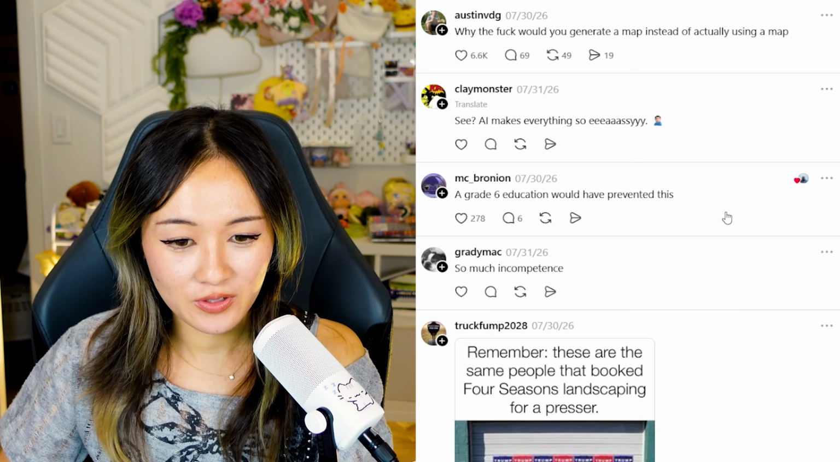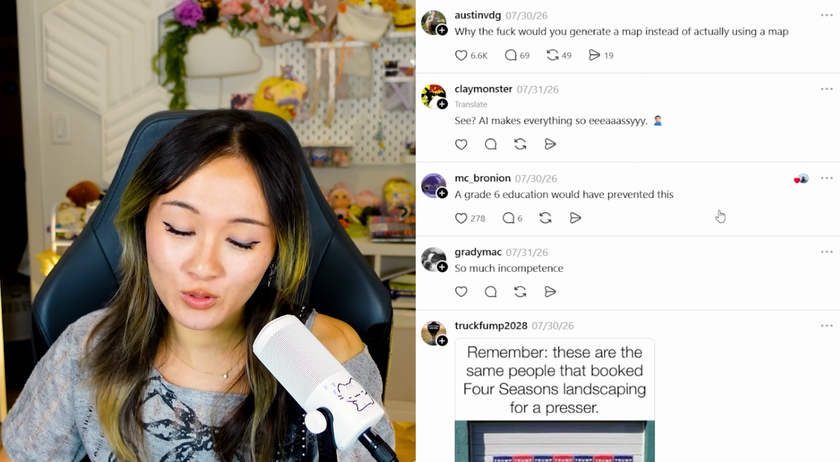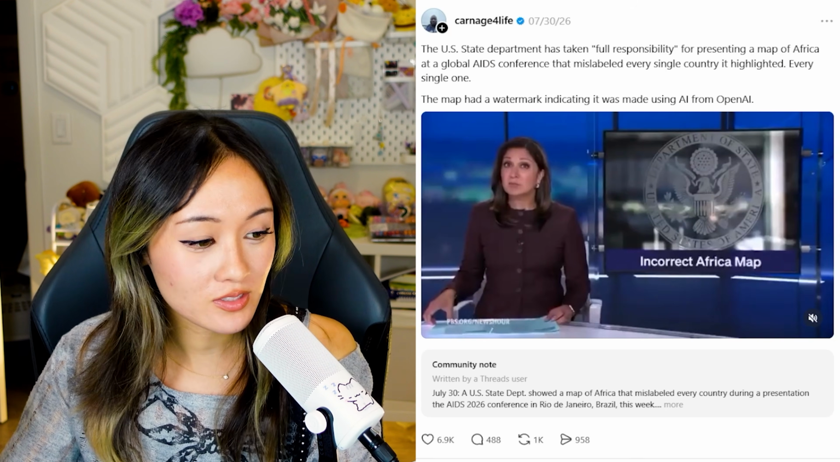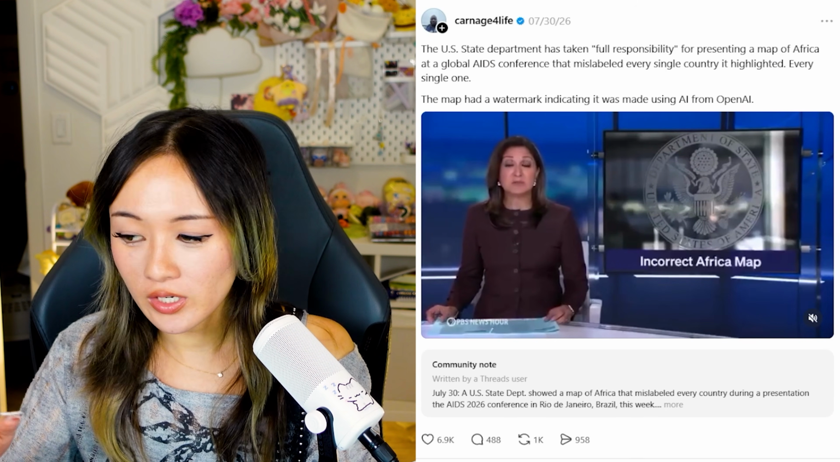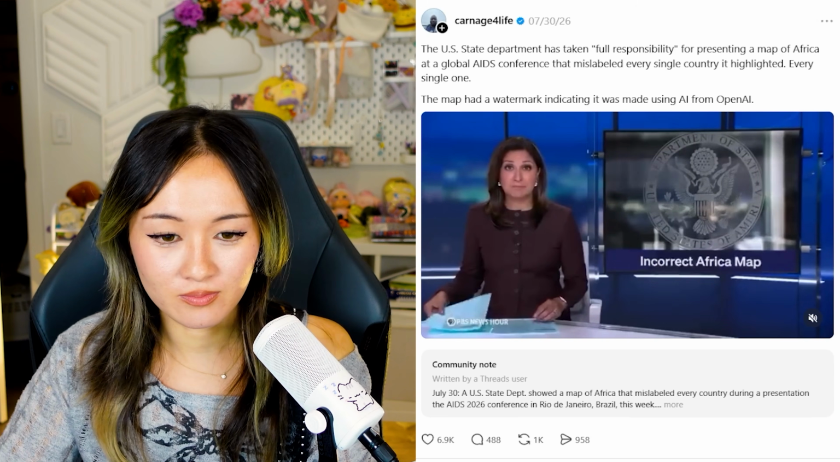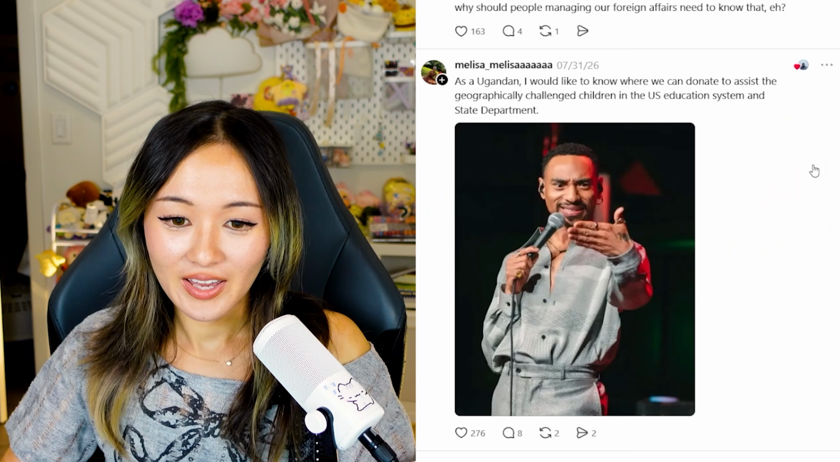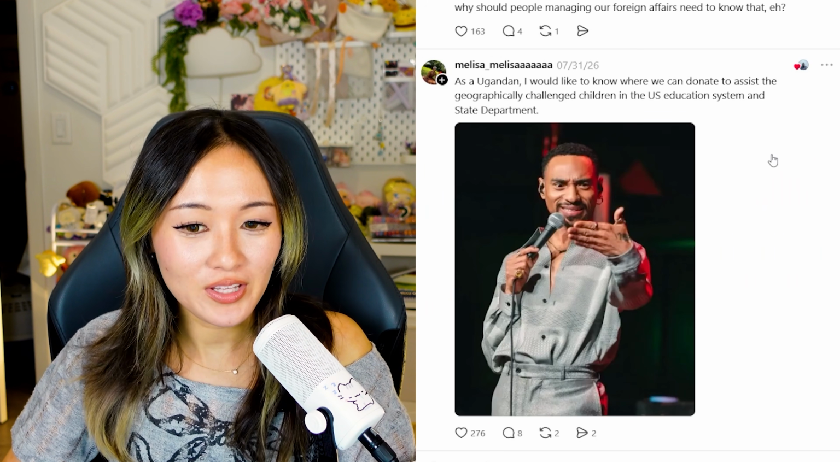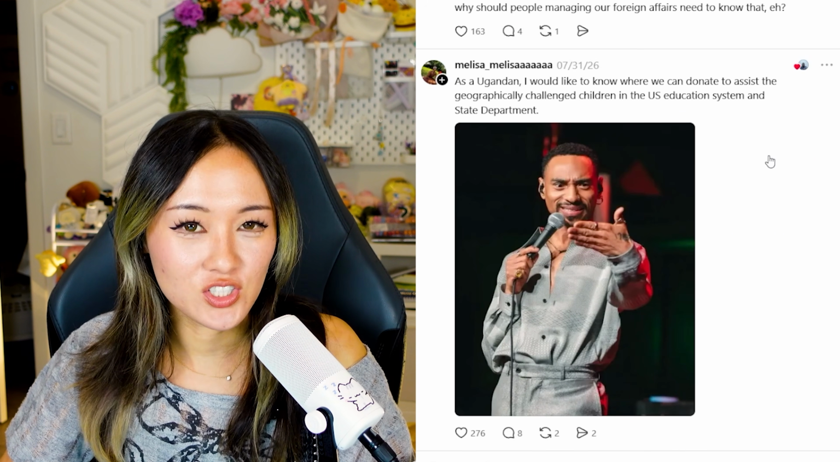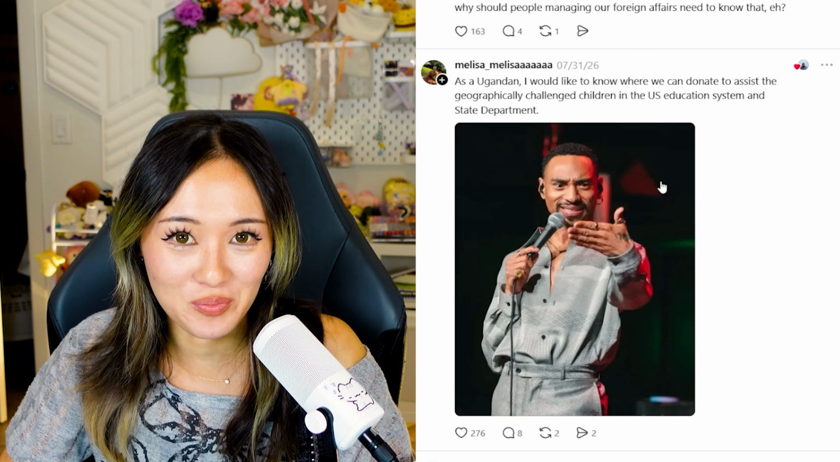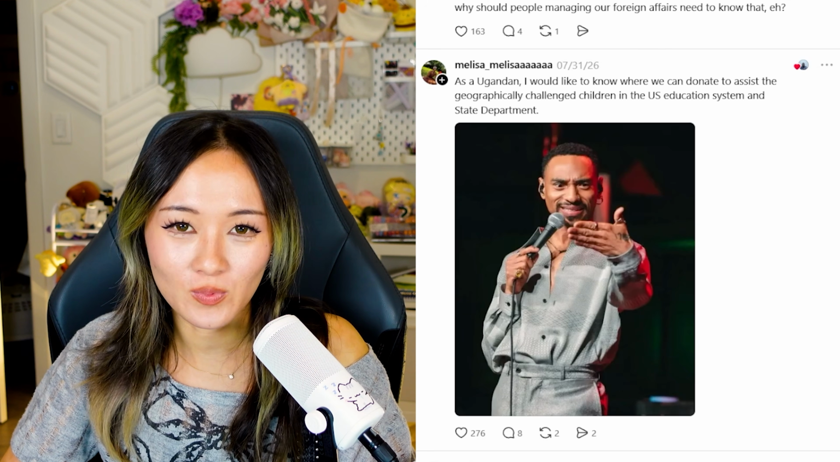And the top comment says, why the F would you generate a map instead of actually using a map? Another person says, a grade 6 education would have prevented this. Also, this means two things. Either one, nobody double checked this whatsoever, or two, nobody knows what Africa looks like because every single country was incorrect, either in location or the shape of the border or both. And a commenter says, as a Ugandan, I would like to know where we can donate to assist the geographically challenged children in the US education system and State Department. This is just so messed up on so many levels.